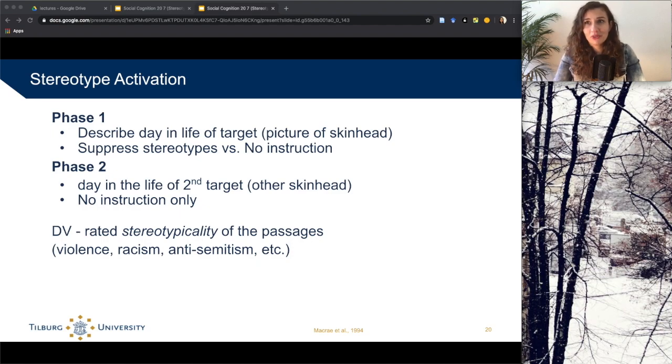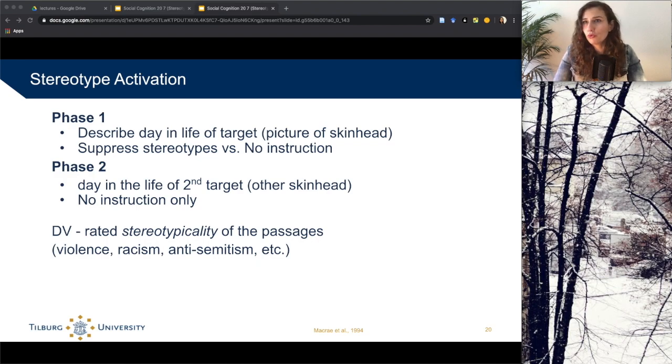Now let me show you what the original experiment that used this procedure actually looked like. Of course, not with puppies, but I like dogs, so that's why you now had to do this with dogs. So here's the design. Participants in phase 1 were asked to describe a day in the life of a target, and they were shown a picture of a skinhead. And they were then either instructed to suppress their stereotypes about skinheads, or there were no specific instructions.